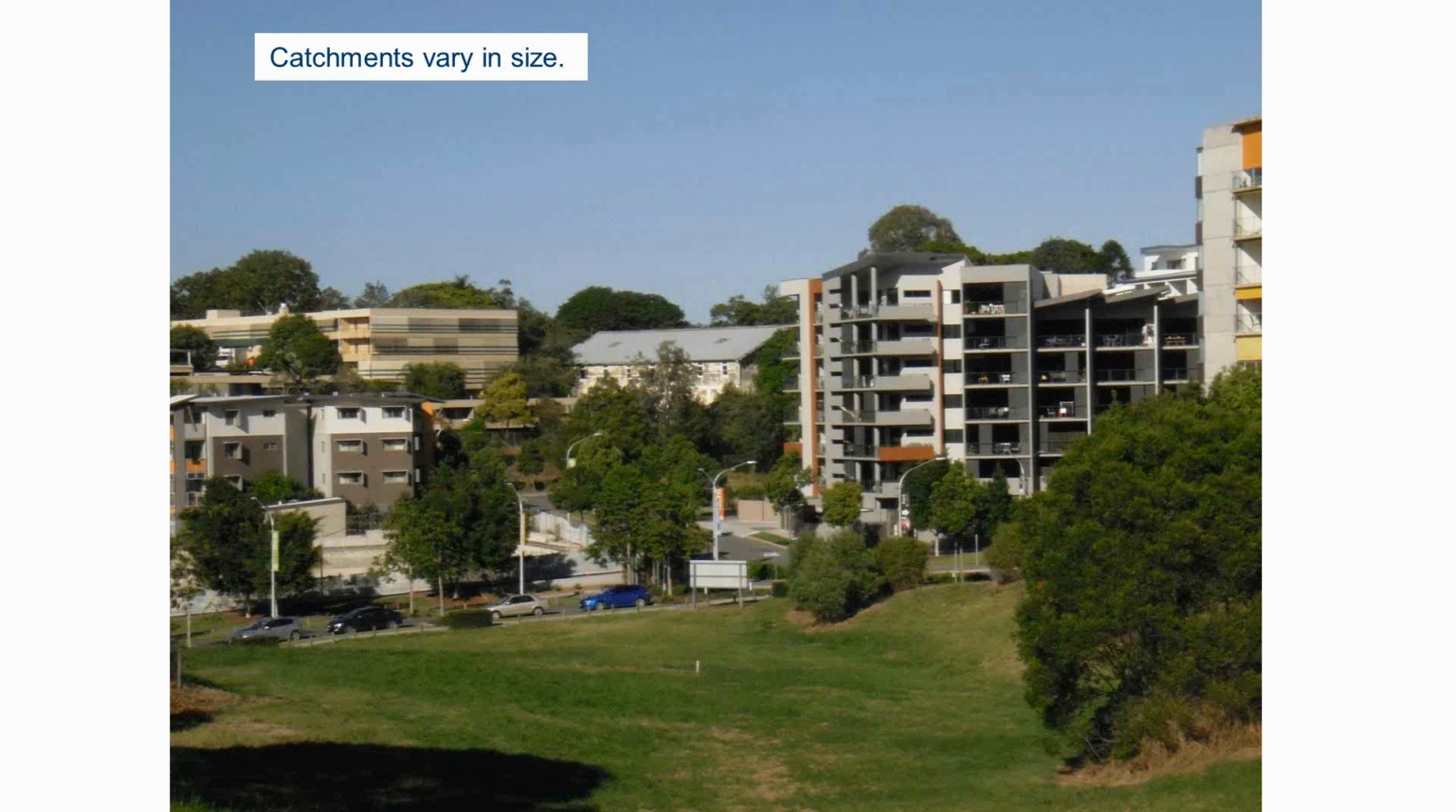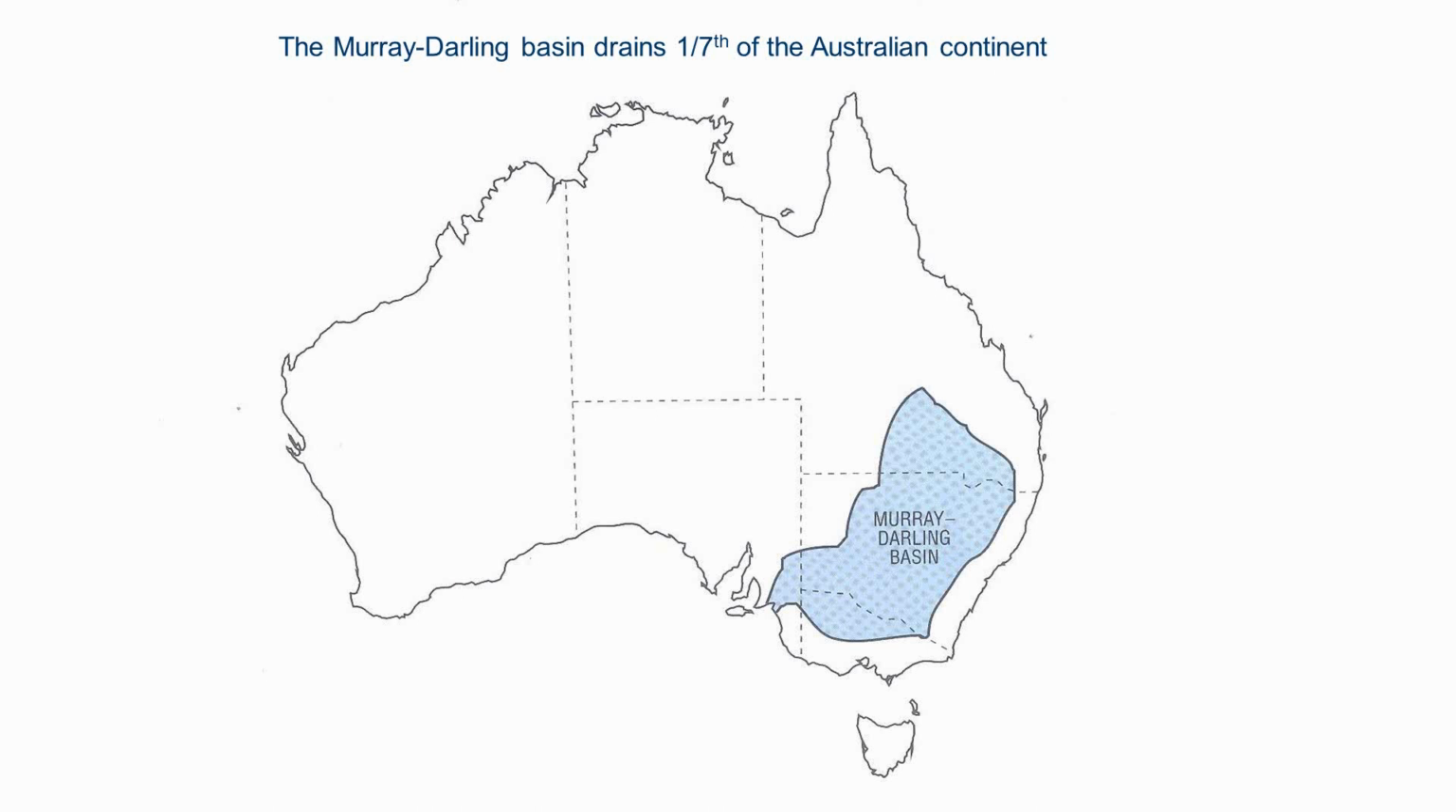As I said, catchments vary in size. This is one of the smallest I've seen. A fascinating little one here in Kelvin Grove in Brisbane, and I was just lucky I got that photograph a couple of years ago because there's now a 17-storey building built on that particular site.